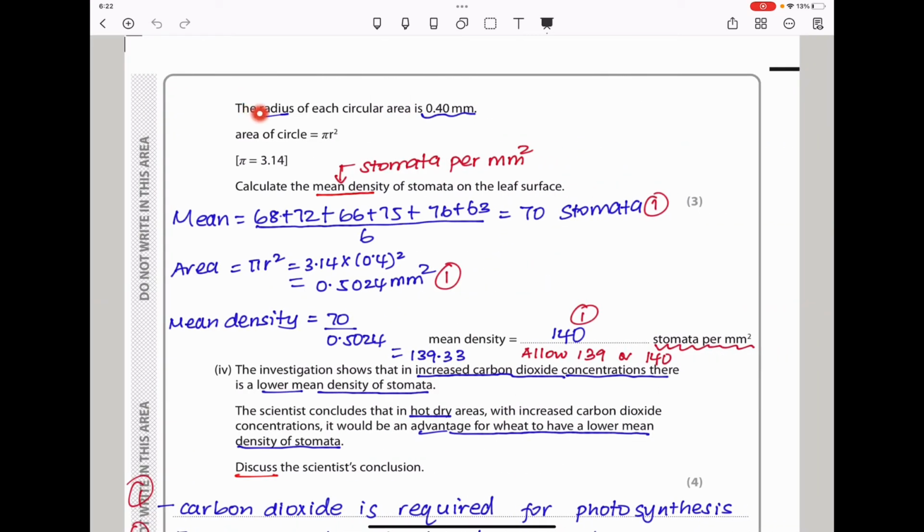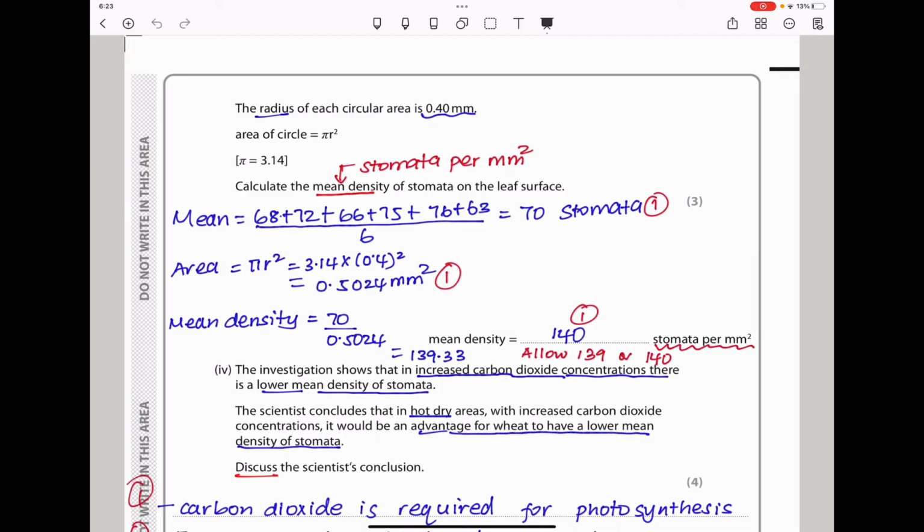Here they say the radius of each circular area is that. So they've given you the formula for area, which is pi r squared, and they've given you the value for pi. They say calculate the mean density of stomata on the leaf surface. When they say mean density, it's going to be stomata per millimeter squared. For the mean, I added up everything you saw in the table and divided by 6. So I got 70 stomata. That is the mean number of stomata.